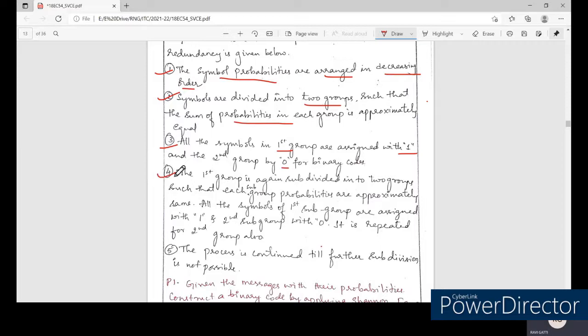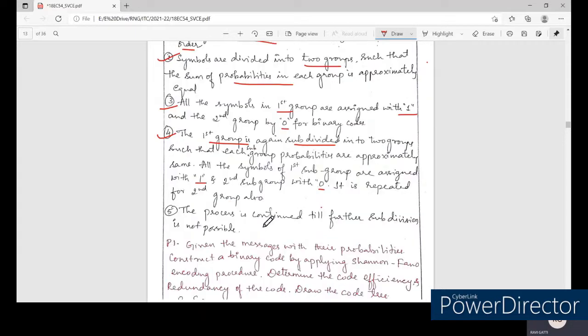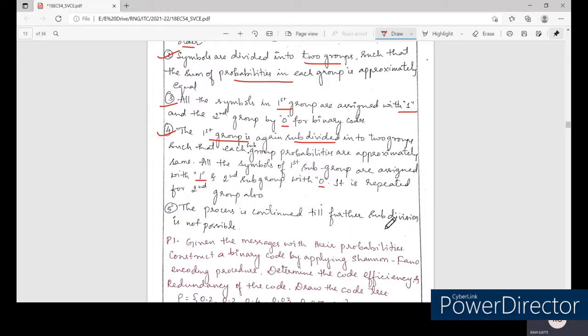And in the fourth step, you again consider the first group and divide it again, doing the subdivision into two groups such that each sum of source symbol probabilities is the same. Again, for the first subdivision group you assign a binary value 1, and for the second subdivision group you assign a binary value 0. This process you repeat until no further division is possible. So this is the procedure you adopt in order to solve the Shannon-Fano encoding algorithm.